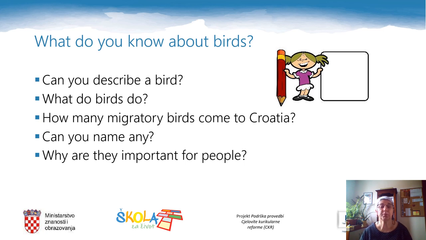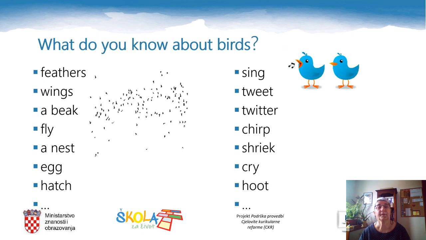Think about these topics and write some sentences. Try answering these questions in your notebook. Here are some words that you need to describe a bird. Birds have feathers, perje. They have wings, krila. They have a beak, kljun. Birds fly, lete. They live in a nest, gnjezdo. They lay eggs, jaje. When eggs hatch, they are baby birds.